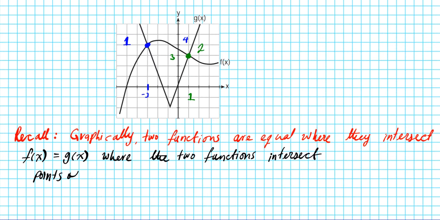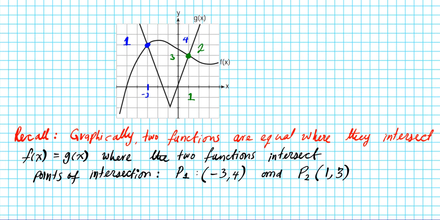Alright, so points of intersection. For point 1, let's just call it P1. For point 1, it's negative 3 comma 4. And then for point 2, the coordinates are 1 comma positive 3.